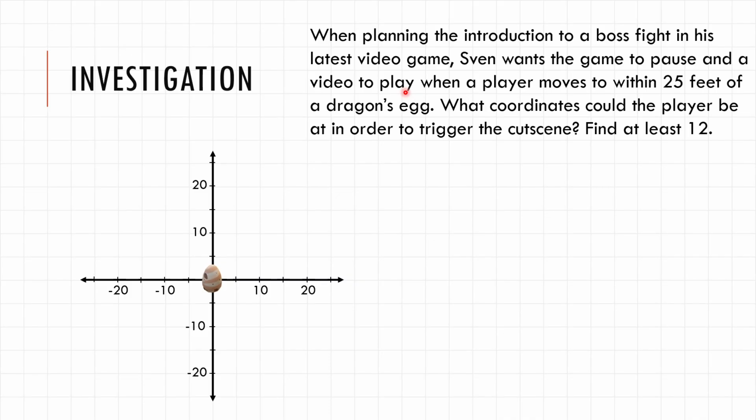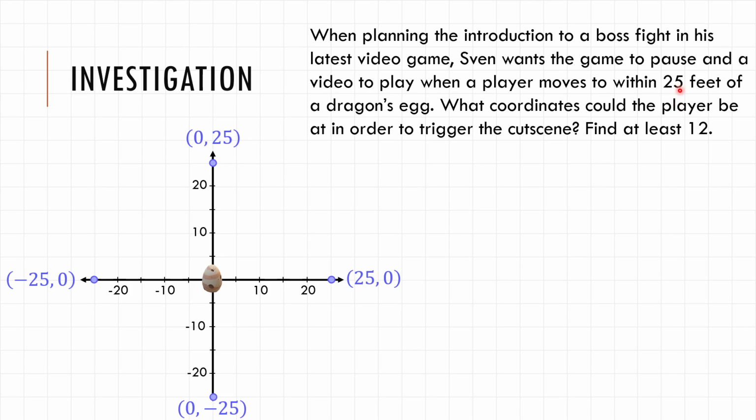Well, I'm going to start off with some of the easiest coordinates you can find. If you have to be within 25 feet, then the coordinates (25, 0), (0, 25), (0, -25), or (-25, 0), those are all exactly 25 feet away.